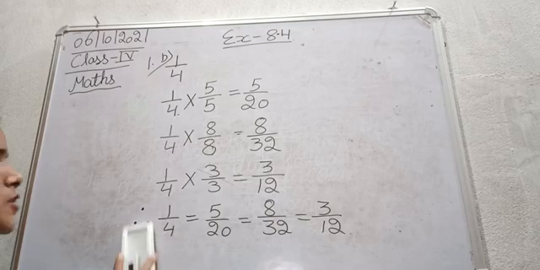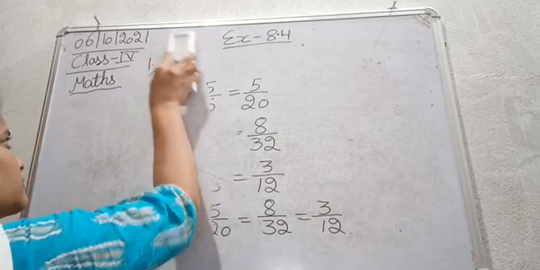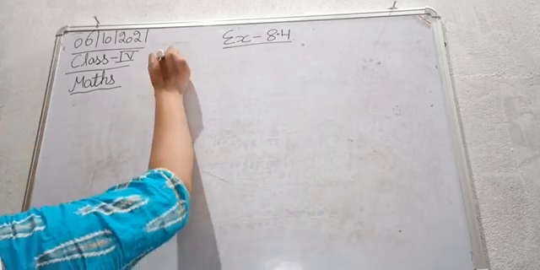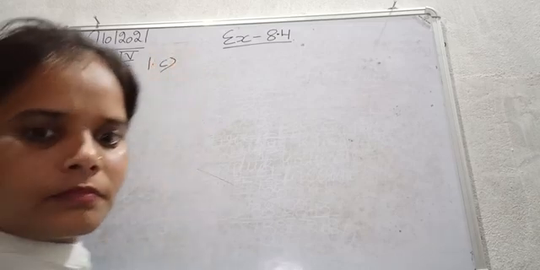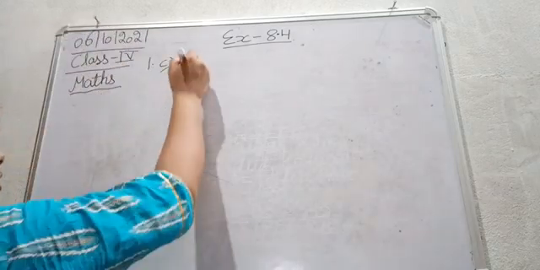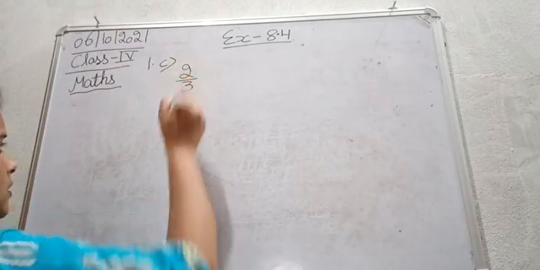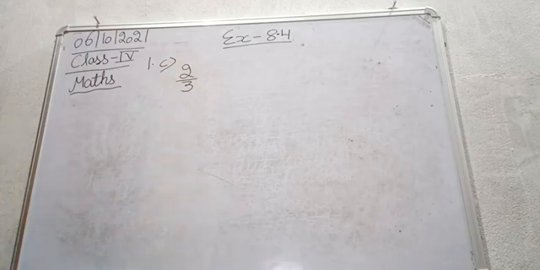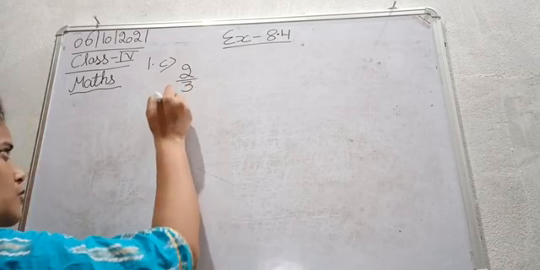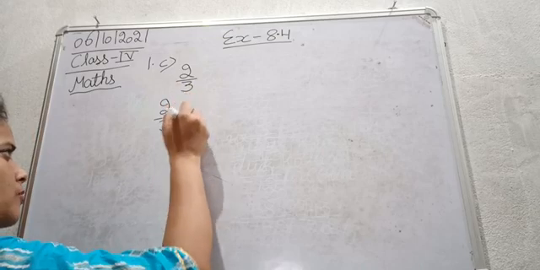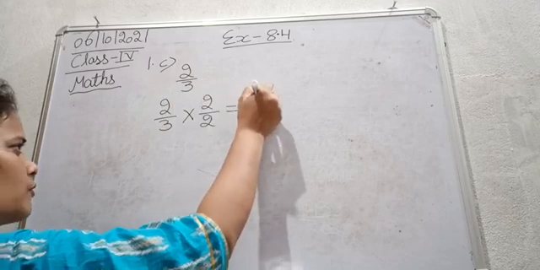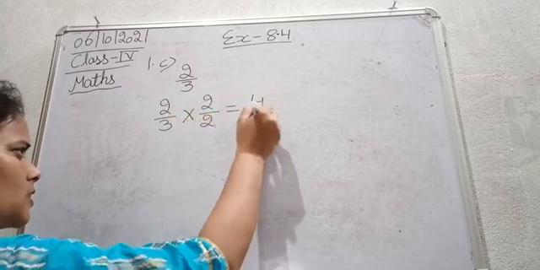Chaliye. Moving next to the C part. The next is the C part, which is 2 upon 3. Chaliye, now let's find out the three equivalent fractions to 2 upon 3. So first of all, we are going to multiply 2 upon 3 with 2 to make an easy calculation. 2 2s are 4, 3 2s are 6.